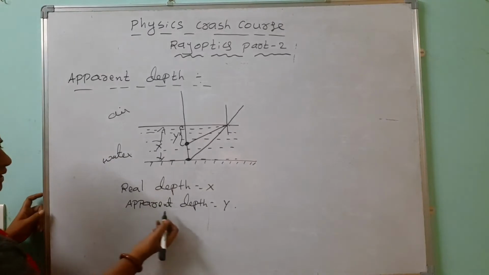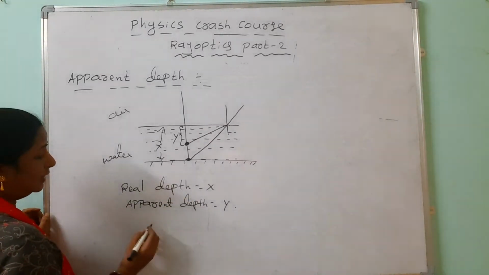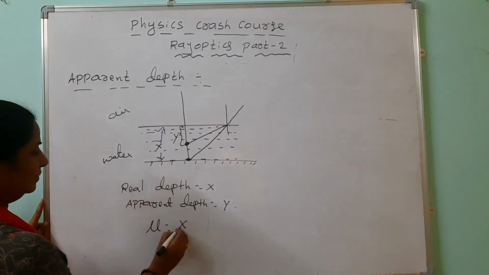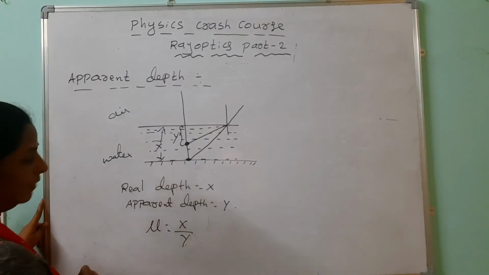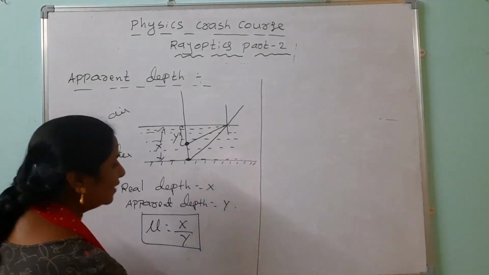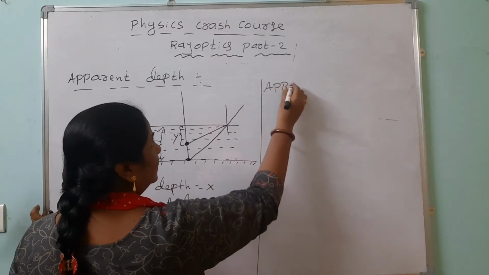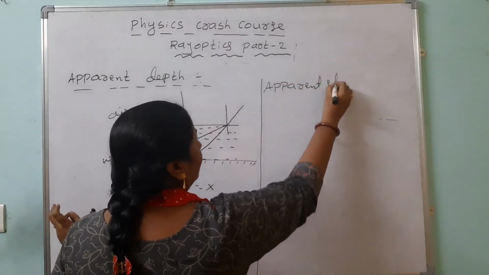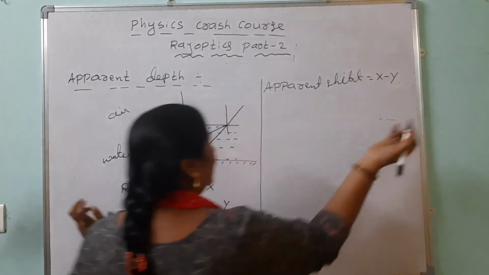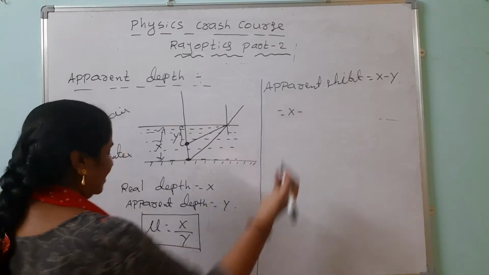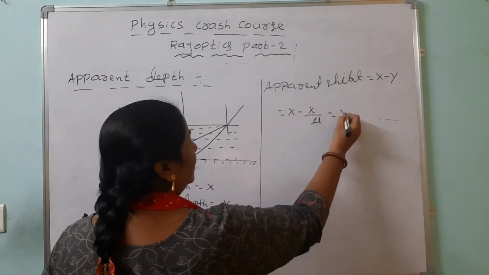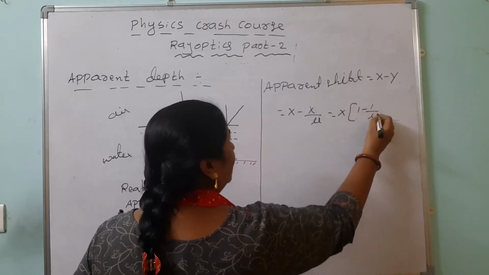Here, with the help of apparent depth and real depth, we can find the refractive index: x by y. So this is the refractive index. At the same time, the apparent shift formula is x minus y. Instead of x we take x only, and instead of y we take x by mu. Finally, we write this as x into 1 minus 1 by mu also.